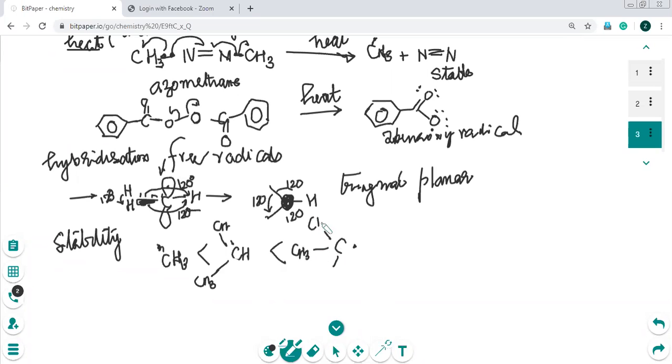Many of you will get confused afterwards. That's why I have to write CH3. Okay. Now, you can have CH2, CH3. That is ethyl radical. So this is more stable than CH3 radical.